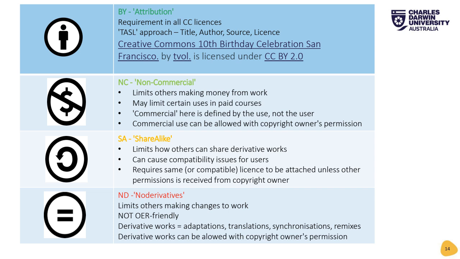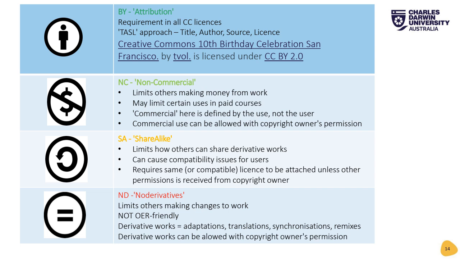Non-commercial, or NC, limits others making money from the work. It may limit certain users in paid courses. Commercial here is defined by the use, not the user. Commercial use can be allowed with the copyright owner's permission.